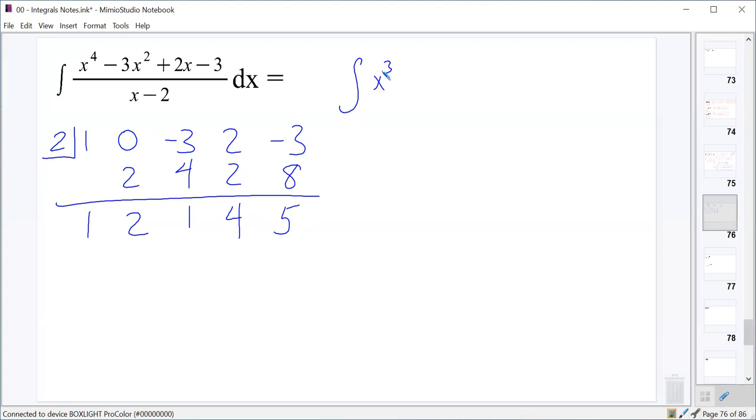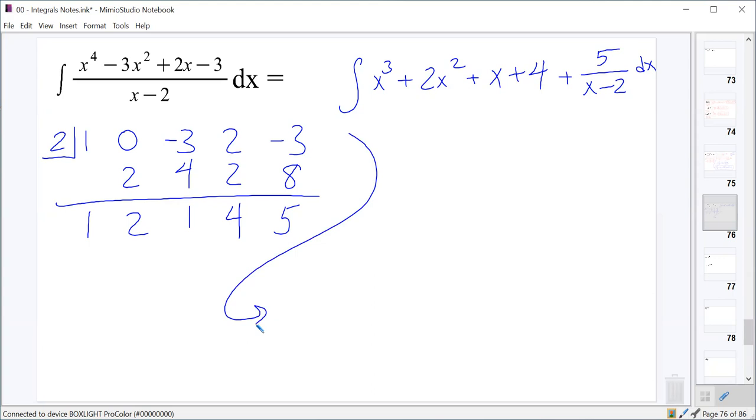We're dropping down by a degree of 1. We started at x to the 4, so it'll drop to x cubed. X cubed plus 2x squared, because we have a 2 as the second thing in our answer there. So 2x squared. Then we have another 1, so that'll be a plus x. Then we have the 4, so that'll be a plus 4. And then the 5 will be plus 5 over x minus 2 dx.